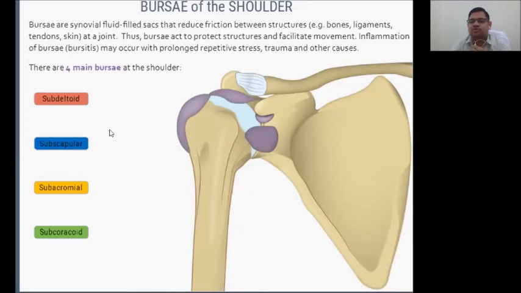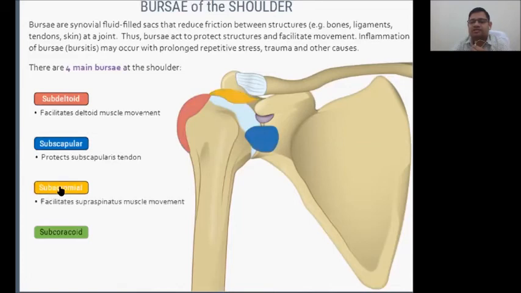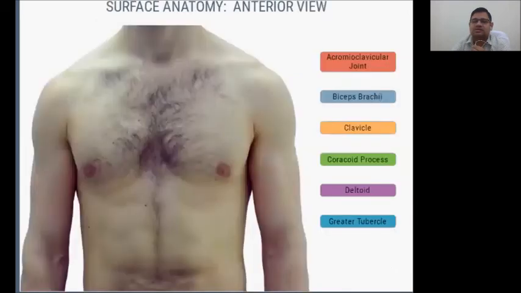So basically, there are four main bursae which are shown here. You can see this one. This is subdeltoid, that is below the deltoid. It facilitates the movement of the deltoid muscle. Subscapular, it protects the subscapularis tendon. Subacromial facilitates the supraspinatus muscle movement. Subcoracoid reduces the friction between the multiple tendon attachments. So these are some bursae which can be identified here easily and are of clinical importance.